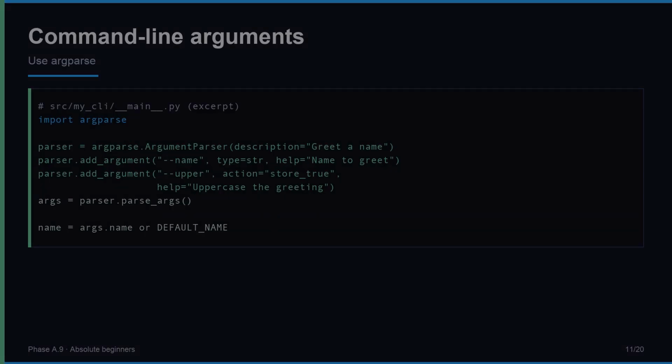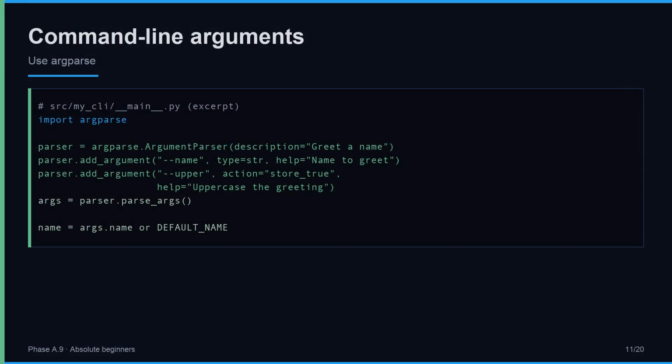Try and except. Python ships with argparse for command line arguments. Create an argument parser with a description. Add --name as a string option with help text. Add --upper as a flag with action store true, which means the value is true when the flag is present and false otherwise.